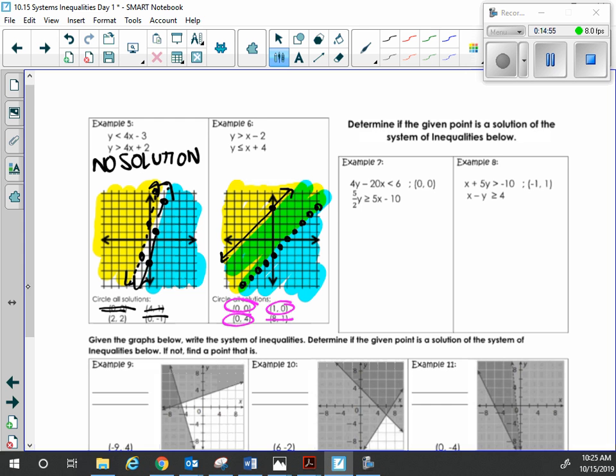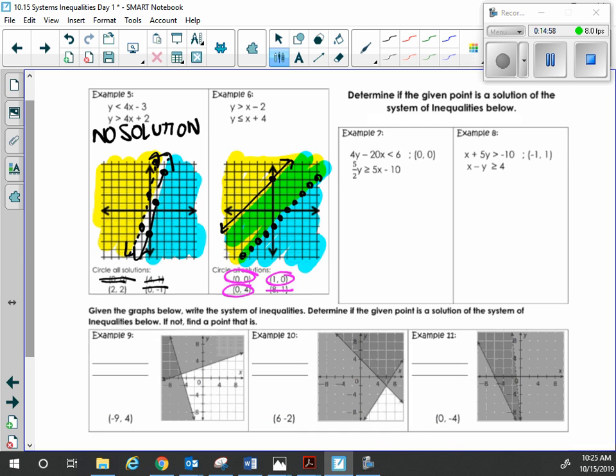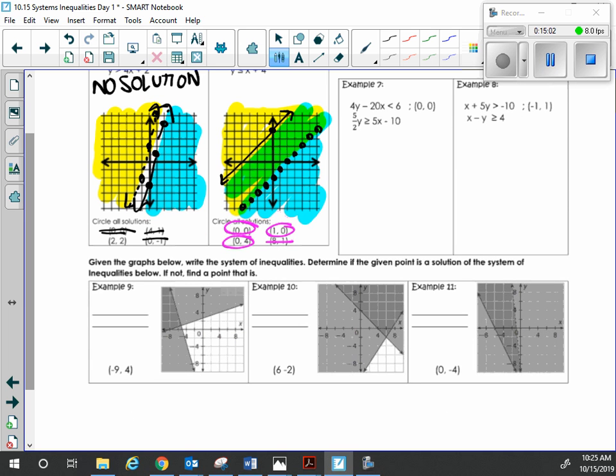Okay, your task now, you need to check the solution for 7 and 8. And then for 9, 10, and 11, they're hard to read, so you're not writing the system, but you're determining if the given point is a solution, and if it's not, find me one that is. So you're not writing the inequality, just determining yes or no on the solution. If it is not, find me a new one. Remember, when you're checking, the point has to work for which inequality? Both.